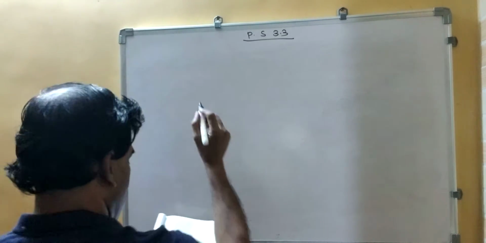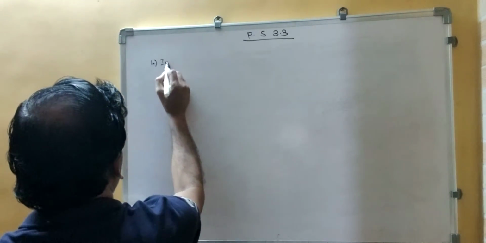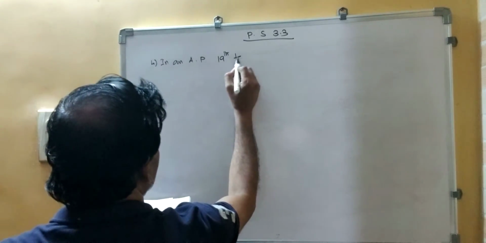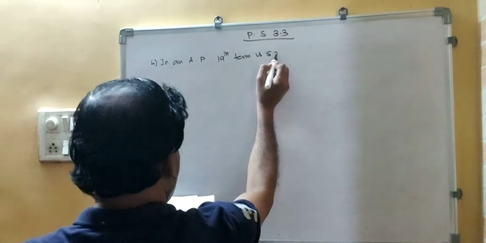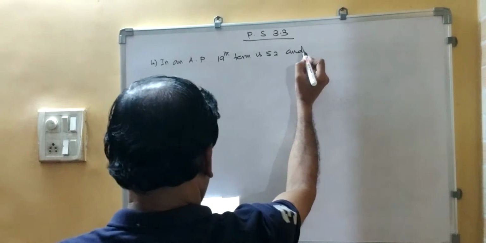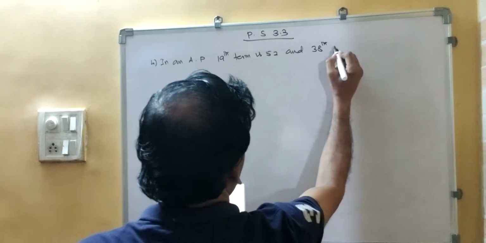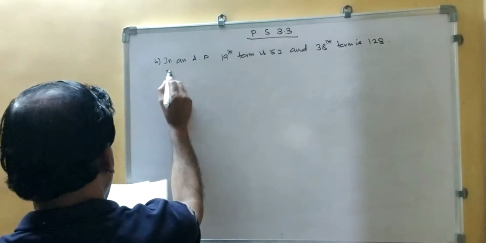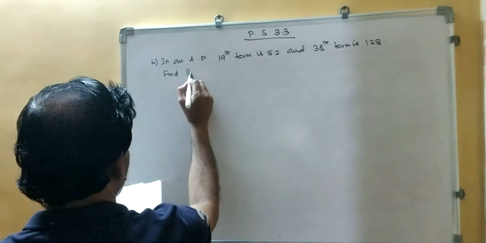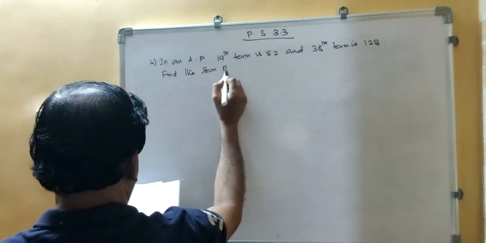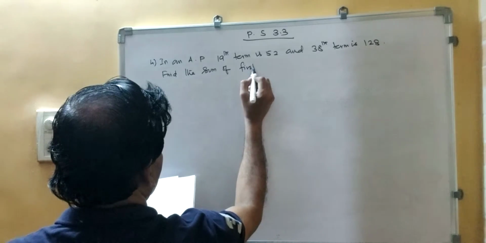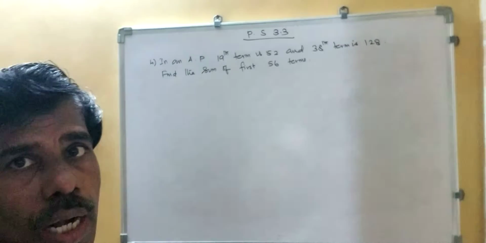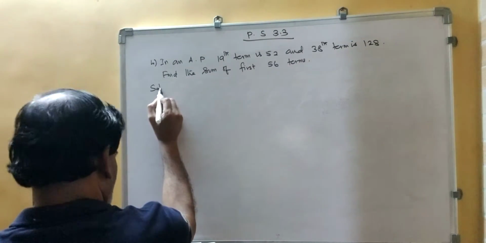Next sum is very important. In an AP, the 19th term is 52 and the 38th term is 128. Find the sum of the first 56 terms. This is a little tricky sum but interesting. So we will do it.